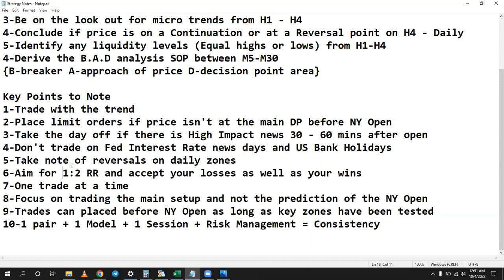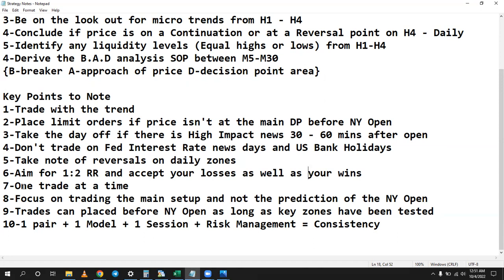It's easier to be consistent with it, because most times you can aim for 1 to 3, then price reverses back to your stop loss, right? So most times price can hit 1 to 2, then reverses. So 1 to 2 is a safer target for this model here. Then learn to accept your losses and also learn to accept your wins.